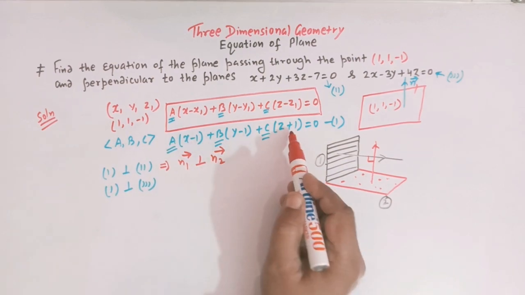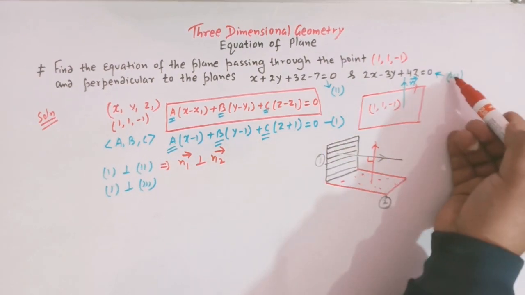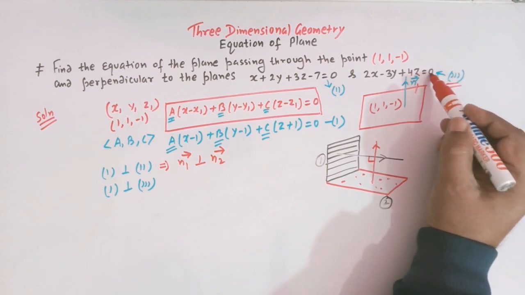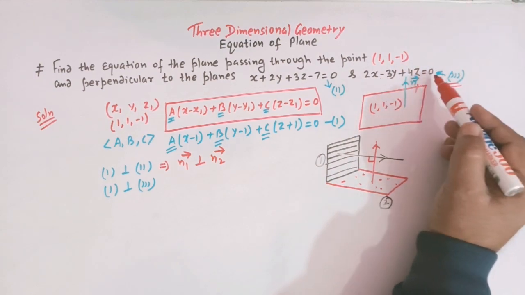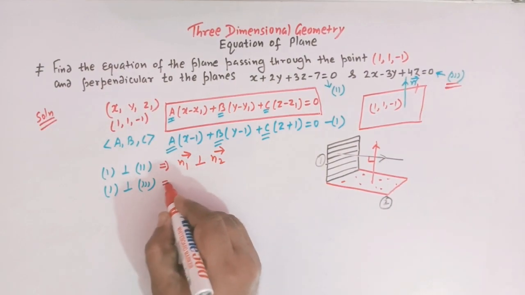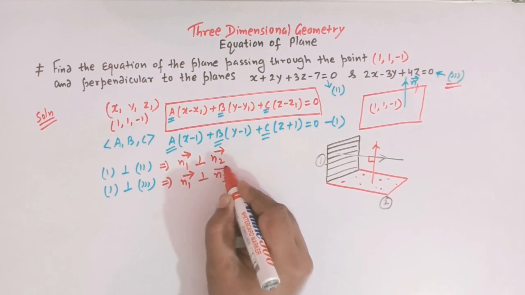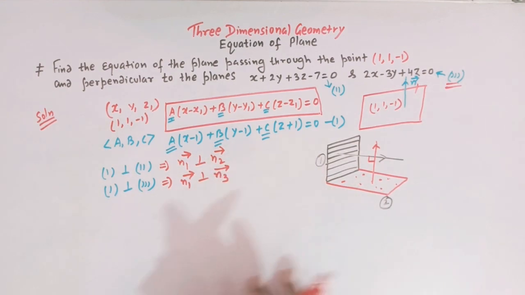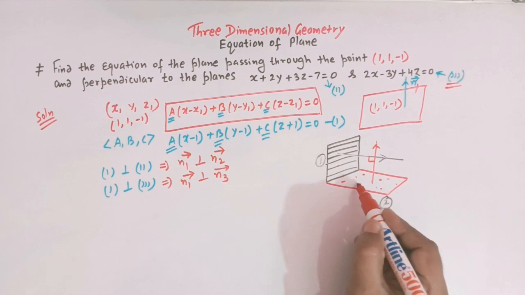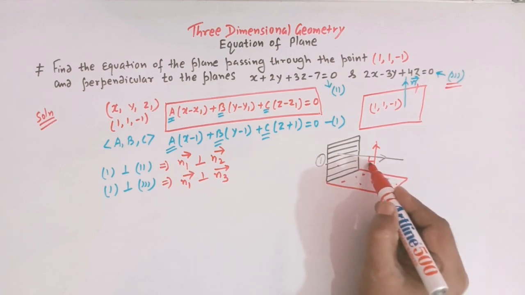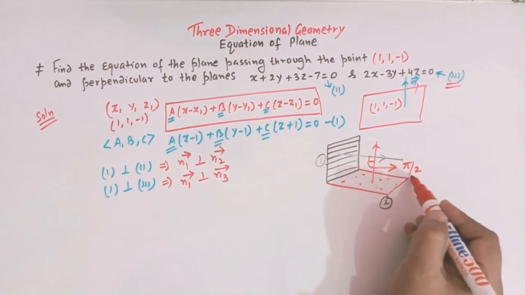And similarly, this plane 1 is also perpendicular to this plane, right? So let us denote the normal vector of this plane by n3. So we have n1 perpendicular to n3, right? So this is the core concept while solving these types of problems. When two planes are perpendicular, their normals are also perpendicular. So these two planes are perpendicular, so their normals are also perpendicular, and this angle is pi by 2, right?